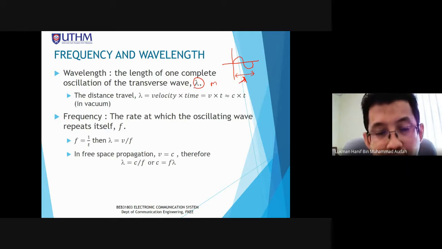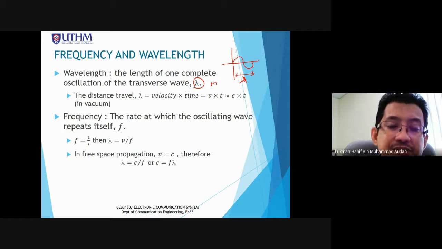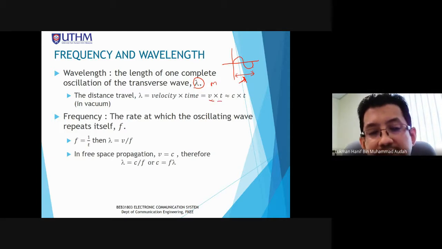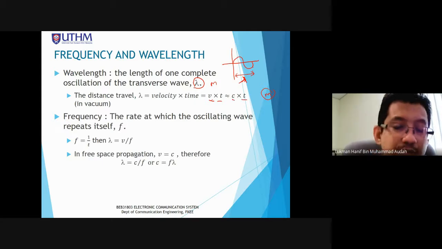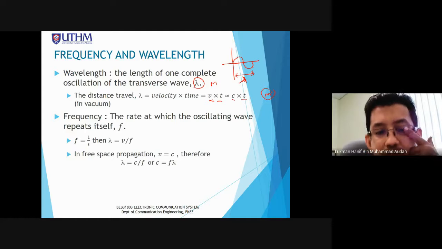Lambda. Unitnya adalah meter. So it is speed multiplied with time. So the unit is second. The unit is meter. So time in second, C in meter per second. So we produce meter. Okay. And then what?